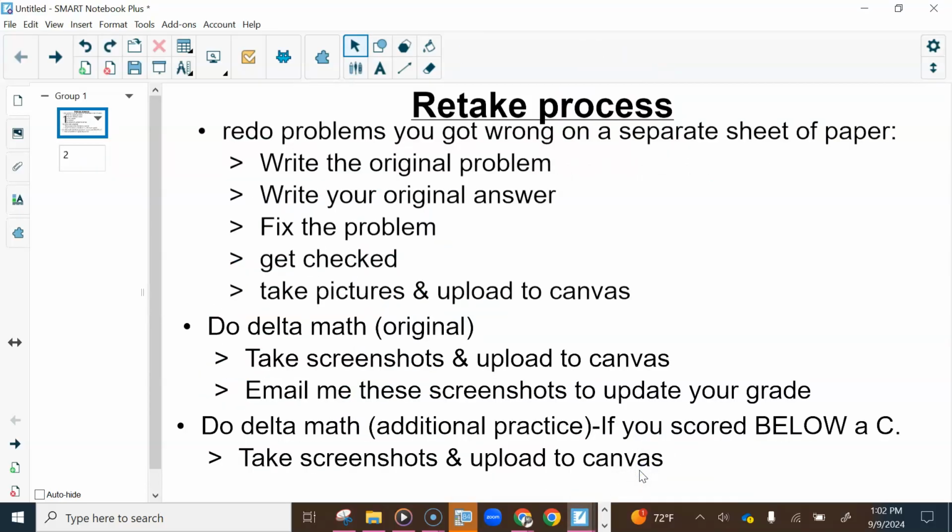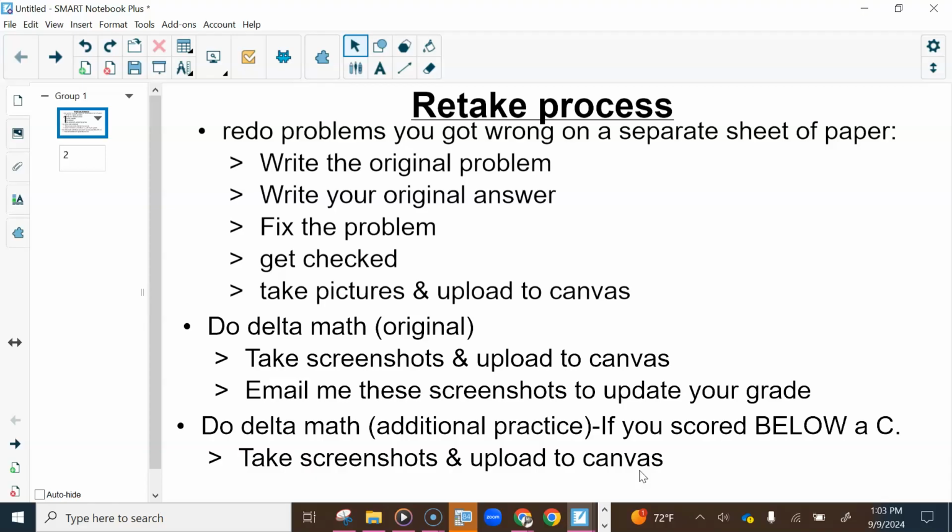So, if you are retaking, you are doing the following things. You're going to do test corrections on a separate sheet of paper. You're going to write the original problem, write your original answer, and you're going to fix every problem that you got wrong for each objective you want to retake. You don't have to retake both. You can if you want. If you want to focus on one and retake that first and then the second one later, you could also do that.